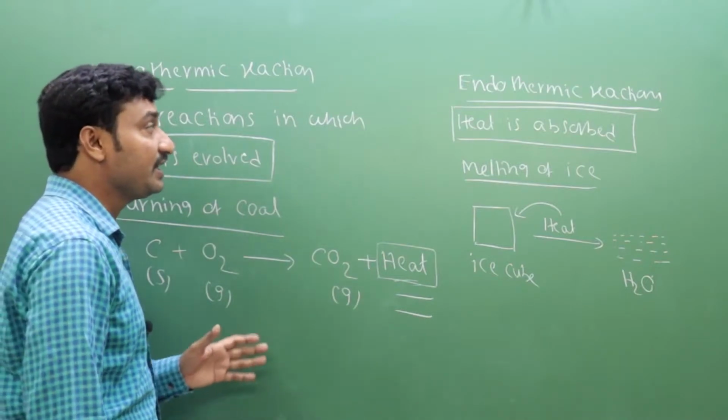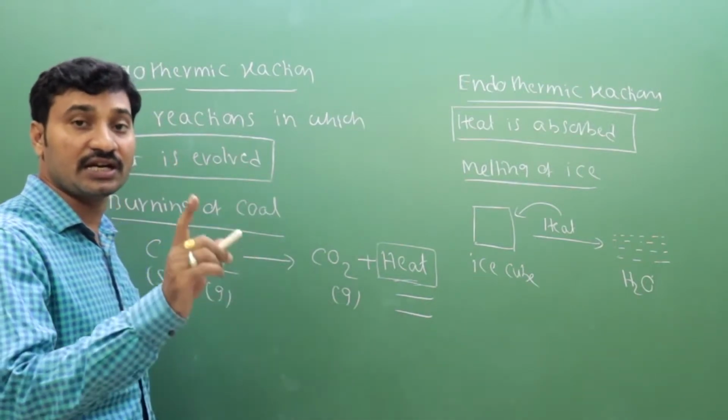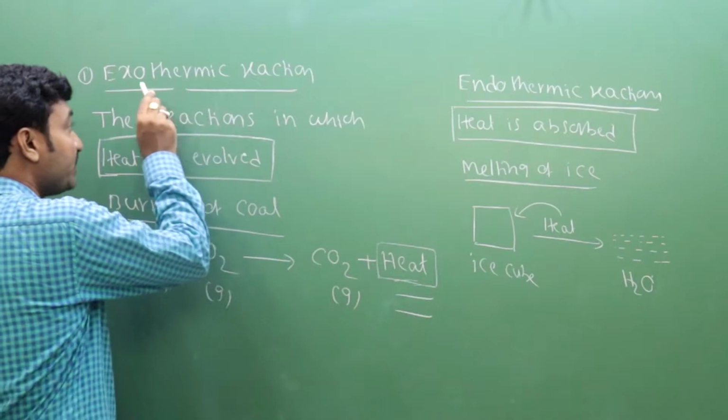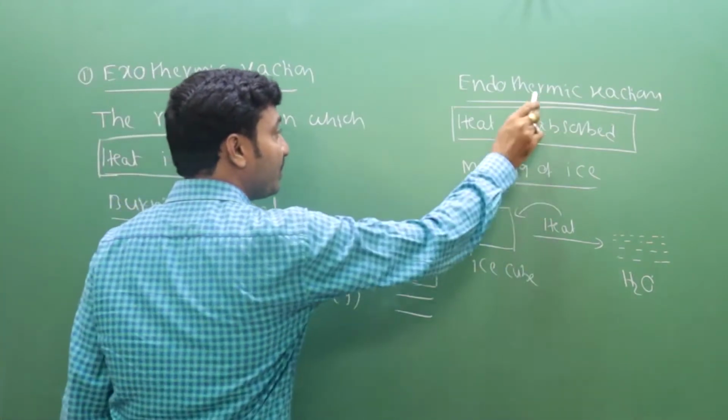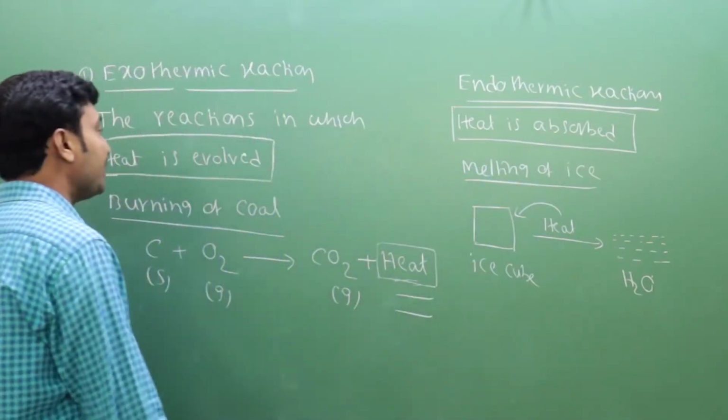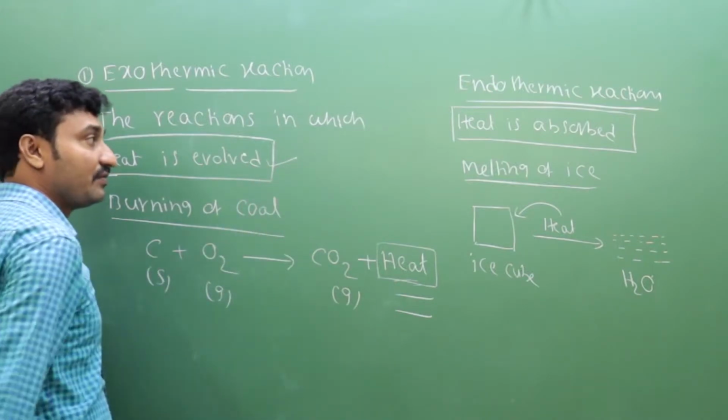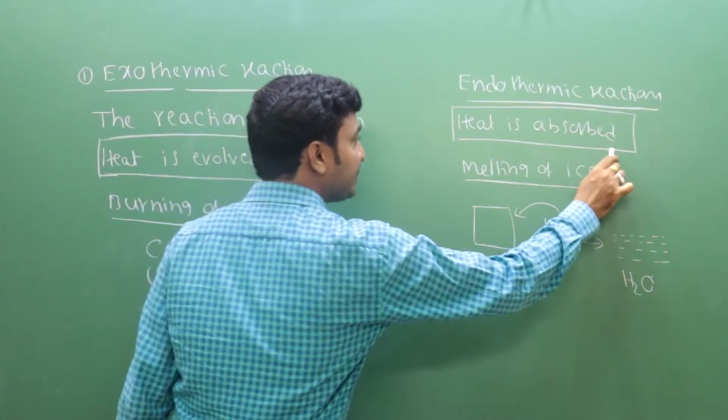So finally, based on heat exchange, there are two types of reactions: one is exothermic reaction, another one is endothermic reaction. In exothermic reaction, heat is evolved. In endothermic reaction, heat is absorbed.